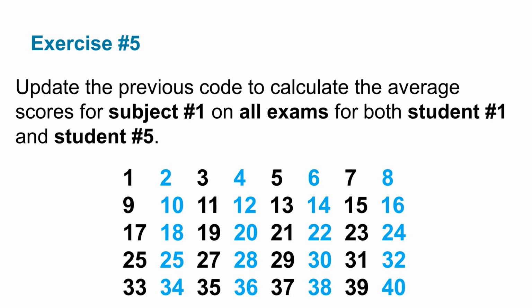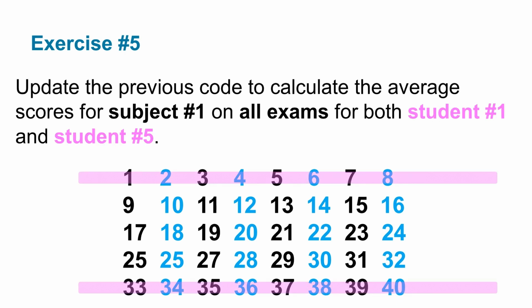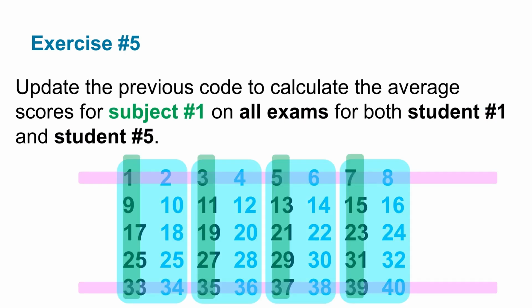Exercise number 5. Update the previous code to calculate the average scores for subject number 1 on all exams for both student number 1 and student number 5. Please pause the video and start to write your code.